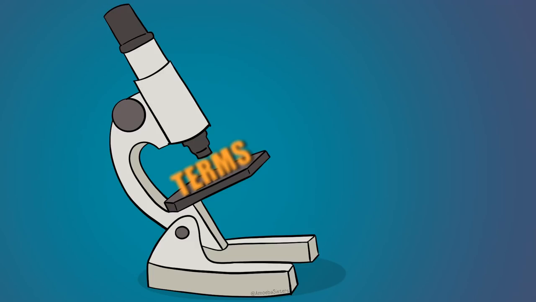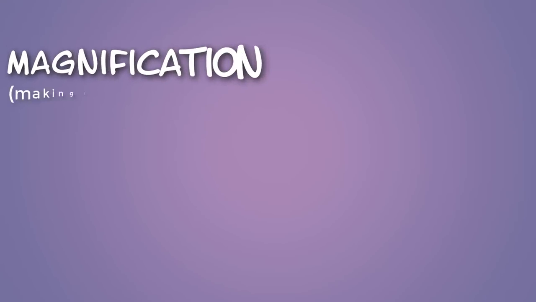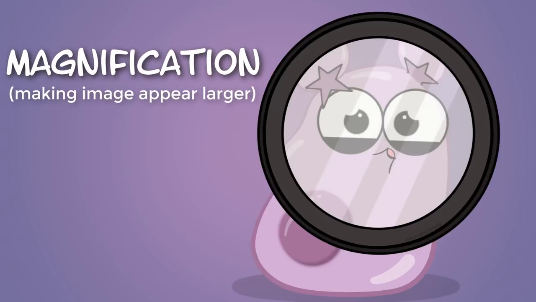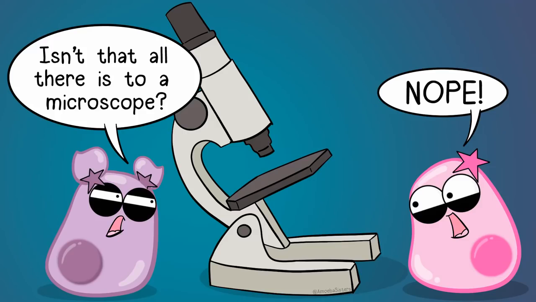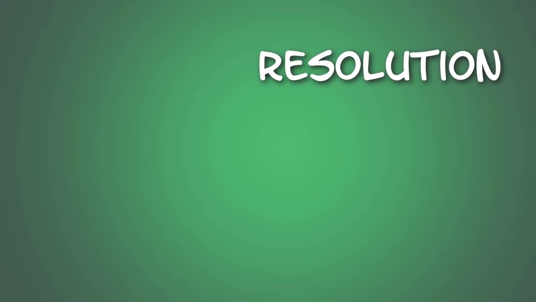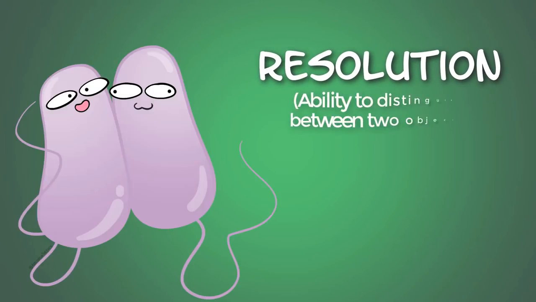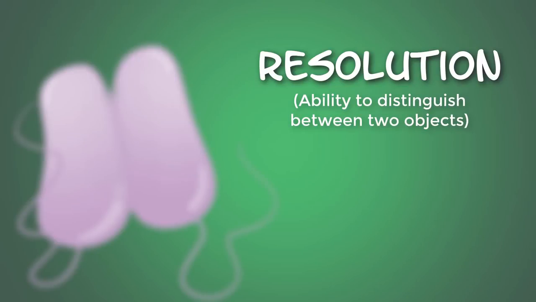First of all, let's focus on a few terms that are important in order to understand microscopes. Magnification is one. That's really what most people think of when they think of a microscope. And we're going to talk more about that in a moment. But another term that is important is resolution. Basically, are you able to distinguish between two objects? This is important, as otherwise two objects could actually look like one object because you can't distinguish between them.